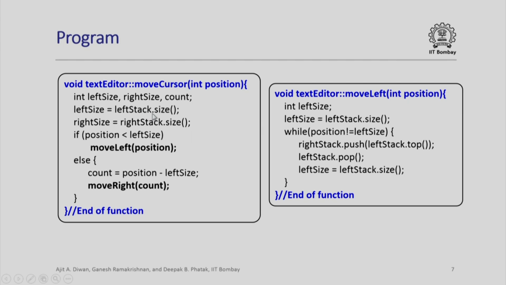Of course, implicit is the fact that I have move left and move right functions, which are not shown here. The move left function is very simple. Given a position, I calculate the left size. While position is not equal to left size, I push onto the right stack the element at the top of the left stack, and the left stack element I pop out. Left size is now set to left stack dot size.